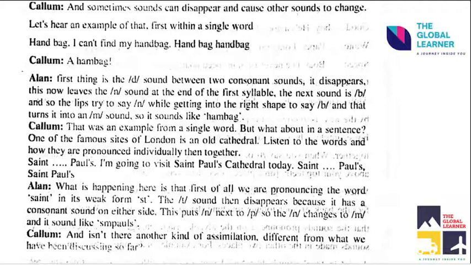What's happening here is that we start off with three consonant sounds in a row, n, d, and b. Now, because of elision, the d sound disappears. That puts the n sound next to the b sound, and it starts to change to a m. So that's assimilation. So we have elision first, followed by assimilation. So it sounds like handbag.